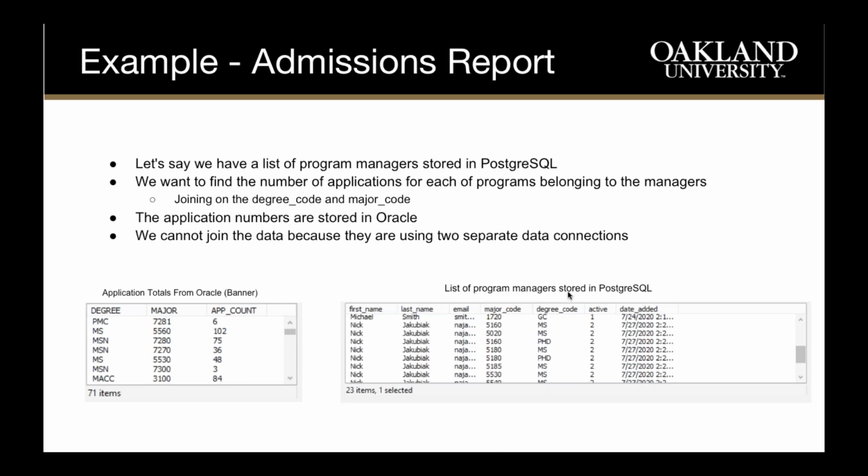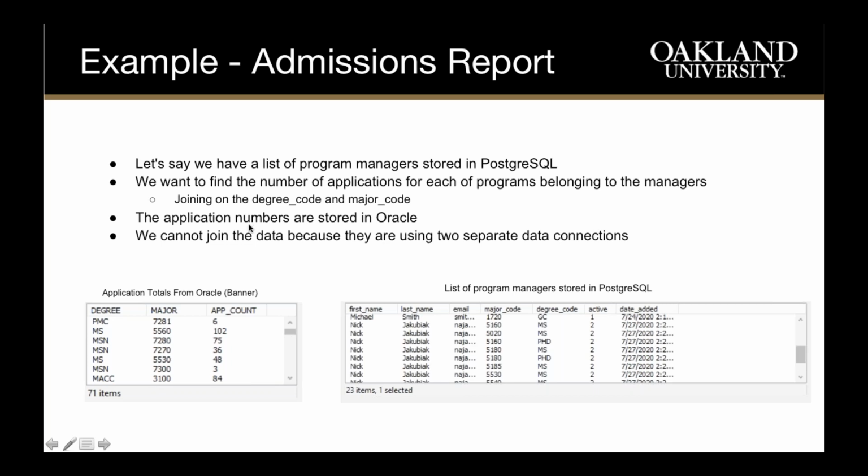So now we're going to go through an example of this in use. Let's say we have a list of program managers stored in Postgres. That is a screenshot down here on the right, just the person's first name, last name, email, the major and degree codes associated with them, and then some other information. So this is in Postgres, not in Banner. And what we want to do is find the number of applications for each of their programs belonging to the managers. And we want to join it together on the major code and the degree code.